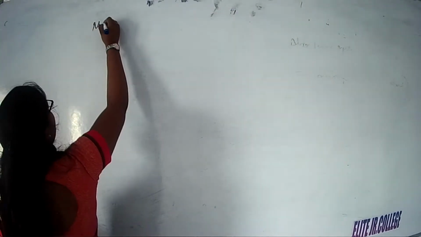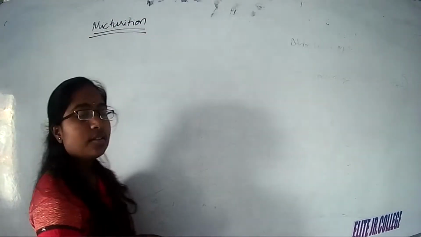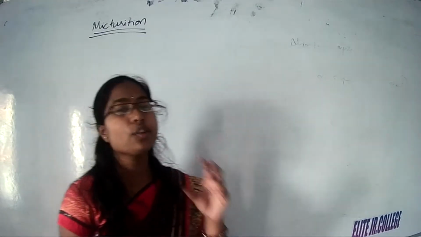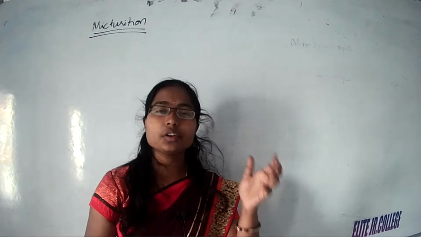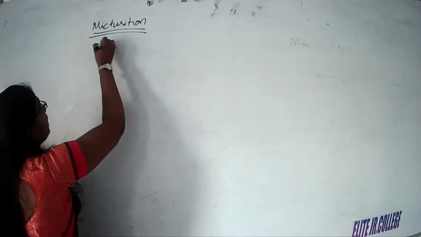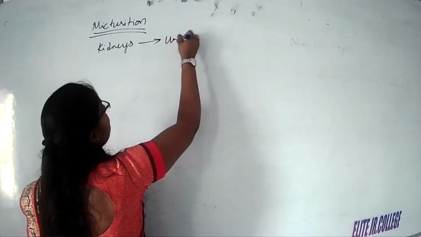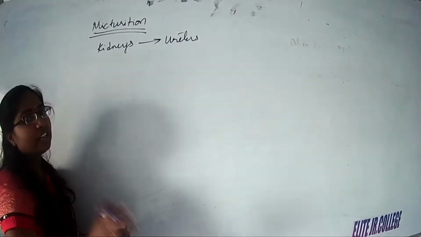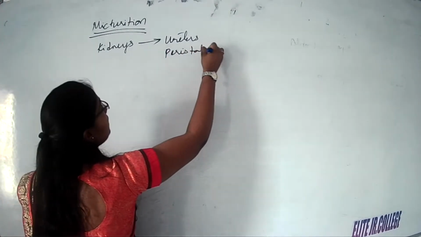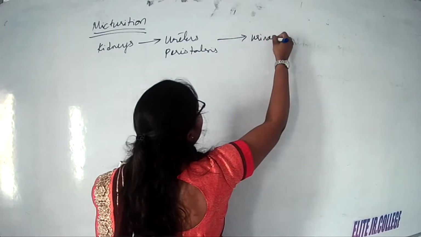The next concept we are having is micturition. See, the urine is formed in the kidneys, isn't it? From the kidneys, the urine is carried by the ureters through peristalsis. The urine is going to move into the urinary bladder.